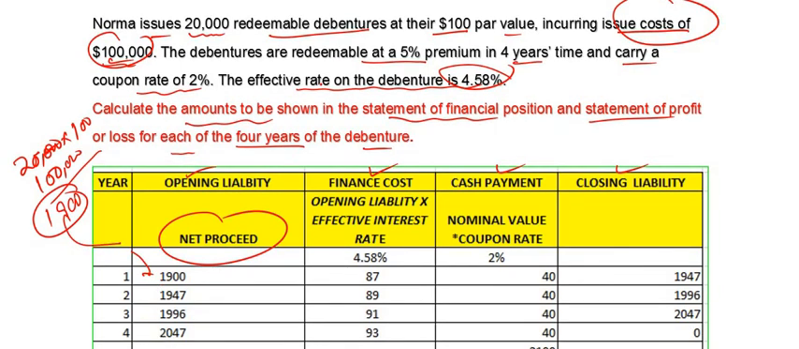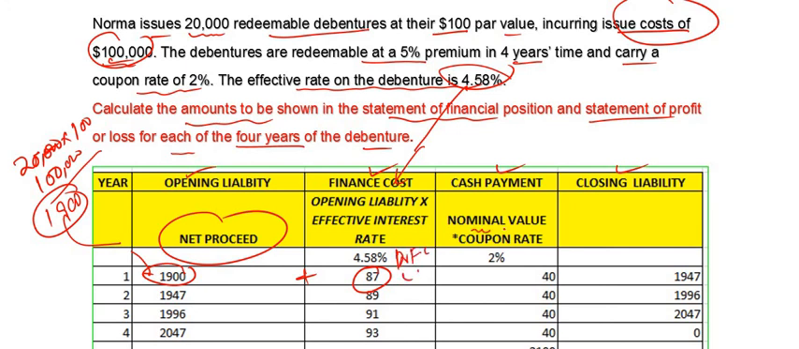Now what is the effective interest rate? The effective interest rate is already given, this is 4.58%. So you will multiply this, and this amount will be added to the opening amount, and this will increase your liability, so you'll debit finance cost and credit liability.